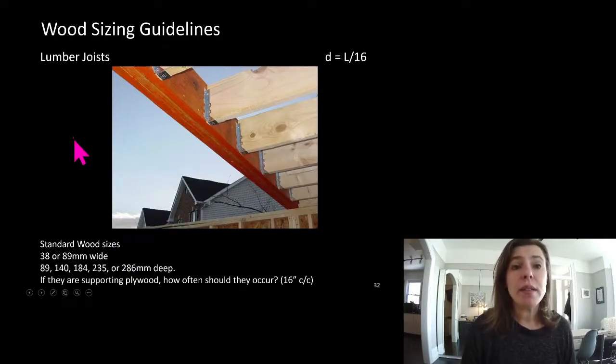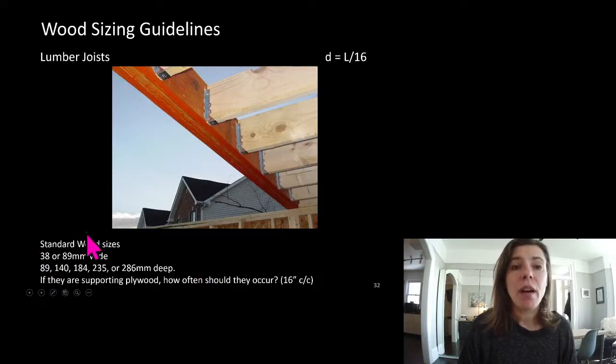Joists. Now, joists are normally picking up our plywood, not tongue and groove. If you are picking up tongue and groove, you're talking about beams now, because those are spanning that 1.6 meters. When we're talking about joists in wood, we're talking about the thing that is every 16 inches on center. And our sizing guideline is L divided by 16.